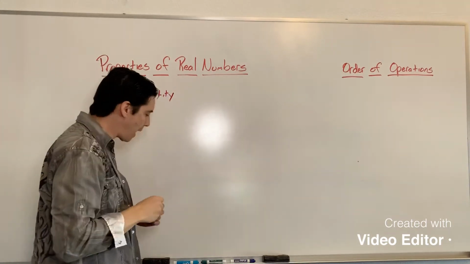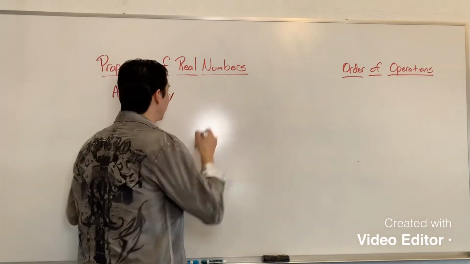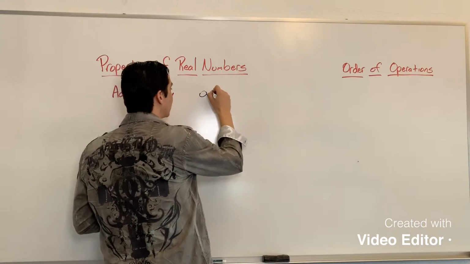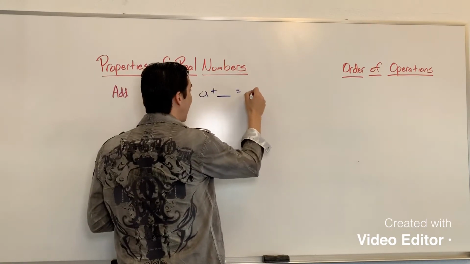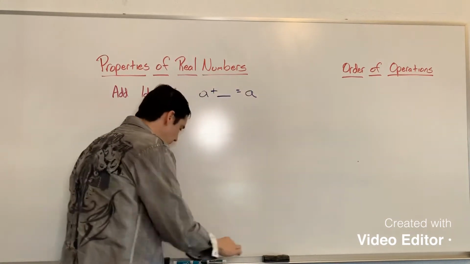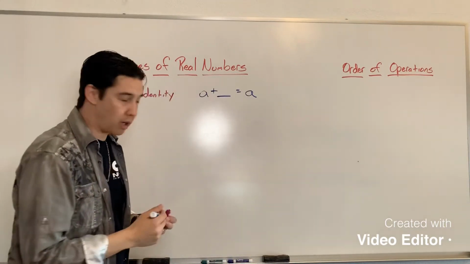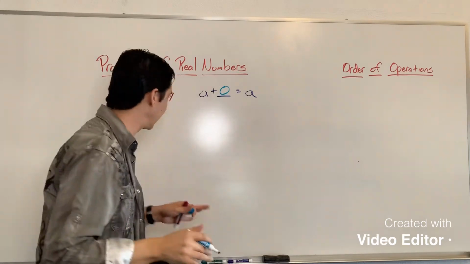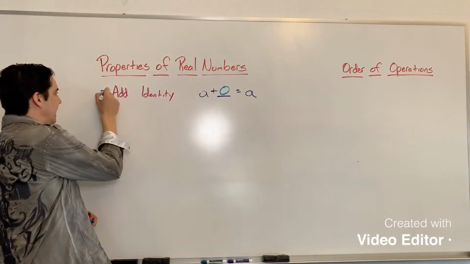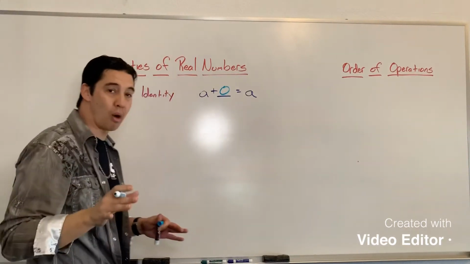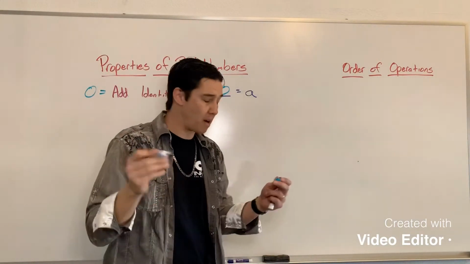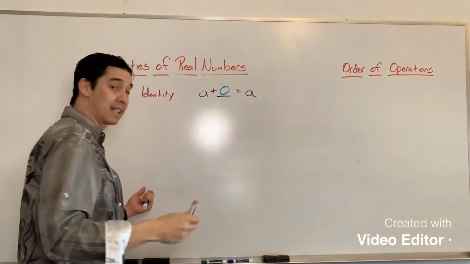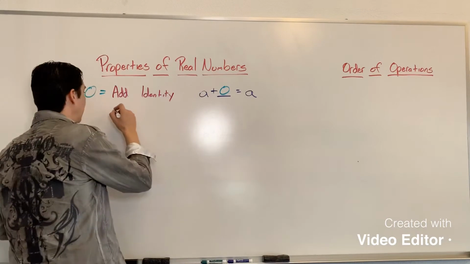And essentially what I'm asking you is A plus what is equal to A? You should be able to see 0. A plus 0 equals A. Therefore, the additive identity is equal to 0. I can add 0 to any number and not change its value. Guess what's next? The multiplicative identity.